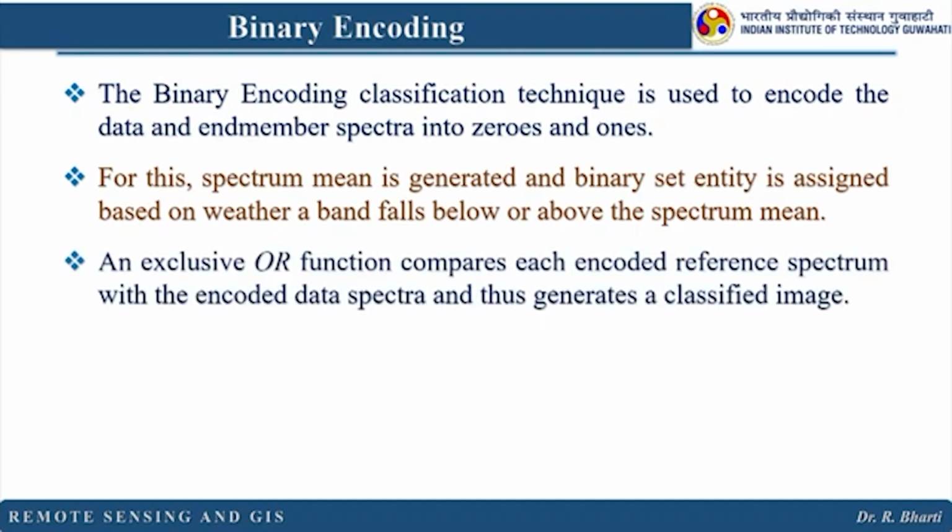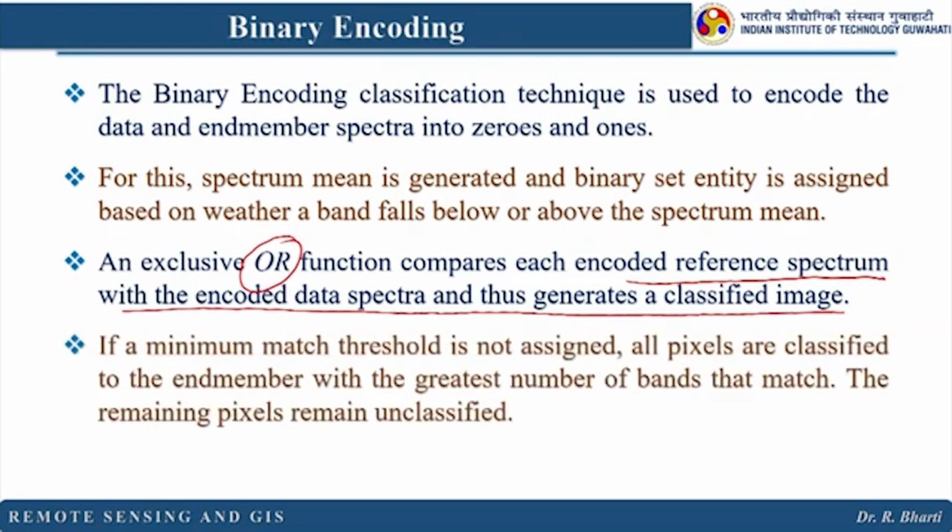And an exclusive OR function, remember this is an OR function, compares each encoded reference spectrum with the encoded data spectra and thus generates a classified image. If a minimum match threshold is not assigned, all pixels are classified to the end member with the greatest number of bands that match. The remaining pixels remain unclassified. So that is going to happen when you use this binary encoding method.